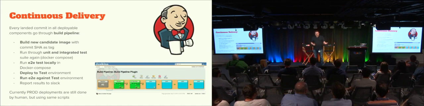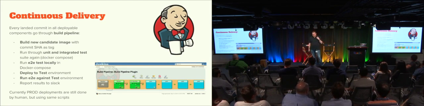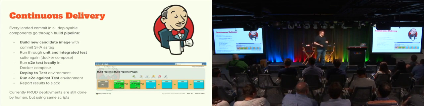First, it builds a new candidate image with a specific commit SHA as a tag. It runs through our unit and integration test suite, as the developer should have done before they submitted. It runs the end-to-end test locally before it actually puts that image into our new environment, and then it deploys to our test environment using the tooling I had referenced before, and it runs another end-to-end test.